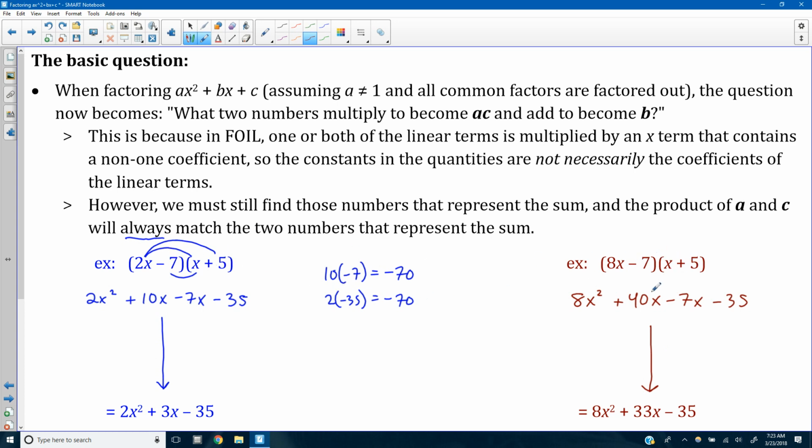So nothing there actually changed. But this 5 was now, I don't know what the word is, octupled? It was multiplied by 8. So it really changes things.